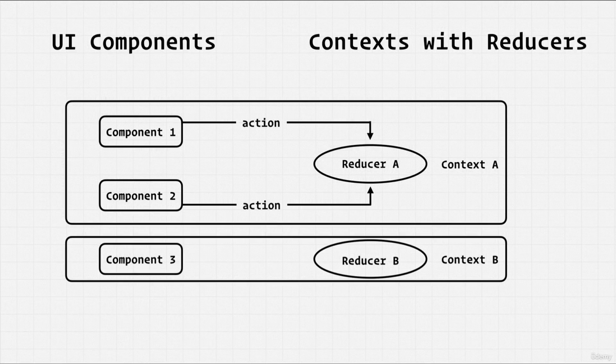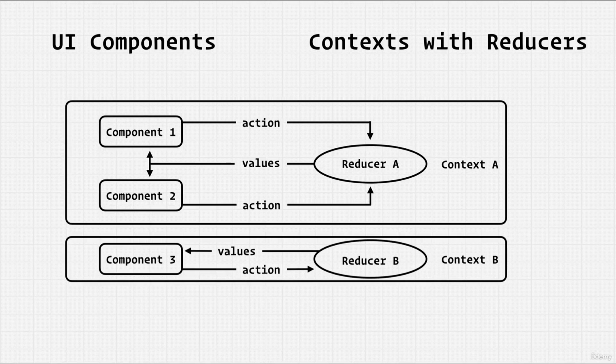So component 1 and component 2, of course, will then in turn potentially dispatch actions that update reducer A. Reducer A's state then will have some values which get consumed by component 1 and component 2. So this is the flow of data. The components drive actions into the reducers, then the reducers drive their corresponding values to their components. This is going to be the same flow with context B. You're going to have component 3 dispatching actions to reducer B using reducer B's unique dispatch, and then reducer B, of course, is going to pass those values to component 3, which is what context B wraps around. So this is pretty much the flow of data that we've seen with our contexts.